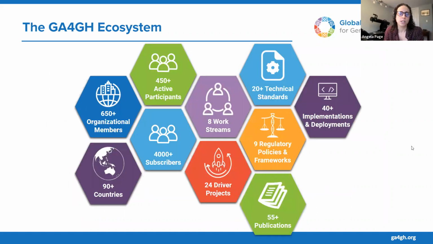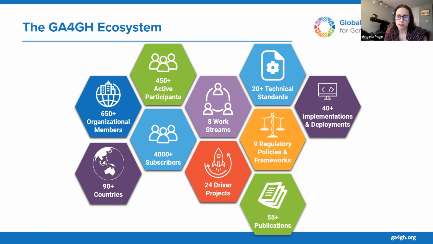So this is the GA4GH ecosystem. We have over 650 organizational members now across 90 countries. An organizational member is just an organization of any kind. It could be a commercial company, a research institution, a library, anything that has committed to the mission and principles of GA4GH. So they've signed on to this global data sharing mandate.